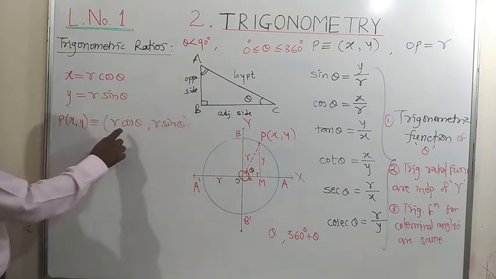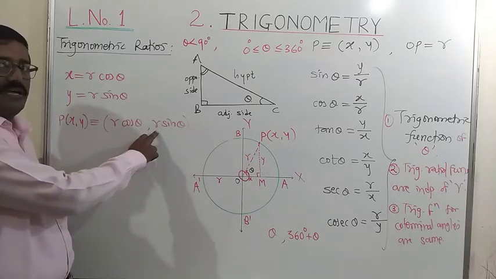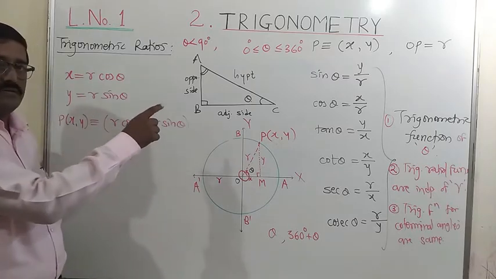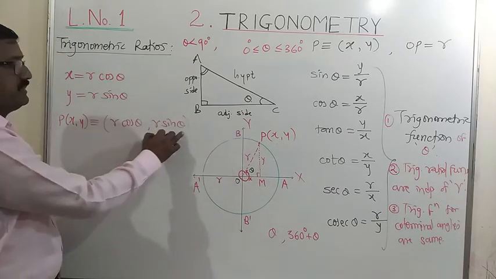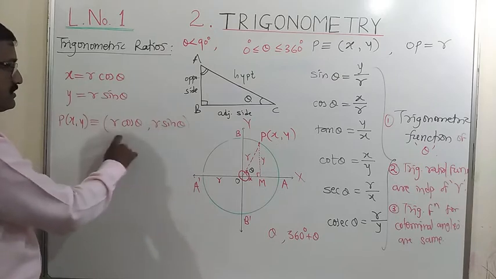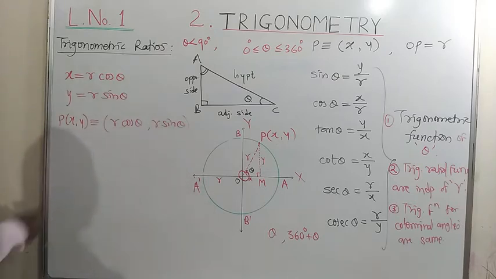These are the coordinates of any point on the circle whose radius is r, and the inclination of the line joining that point and origin with the positive x-axis will be theta. So these are the coordinates of any point on the standard circle. That will be our first important point that we can conclude from this.